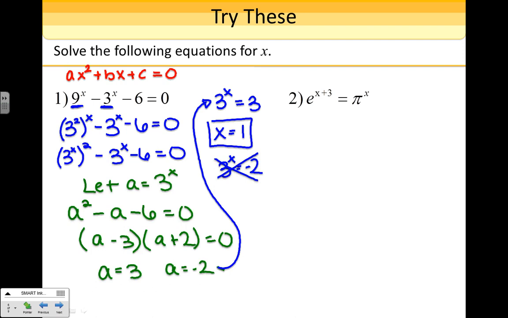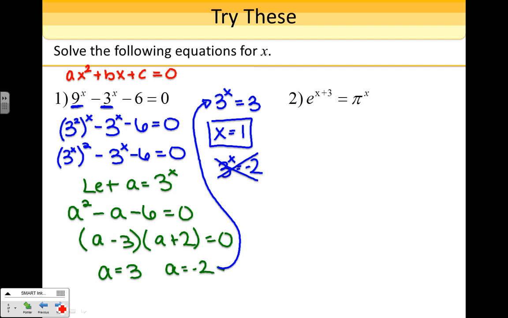Okay, here we have e to the x plus 3 equals pi to the x. Again, I have an exponential equation, and there's no way I'm going to be able to get these two sides to have the same base. So it's an exponential equation, so I'm going to use logs to solve this. So which logarithm do you think would make the most sense to take of both sides?